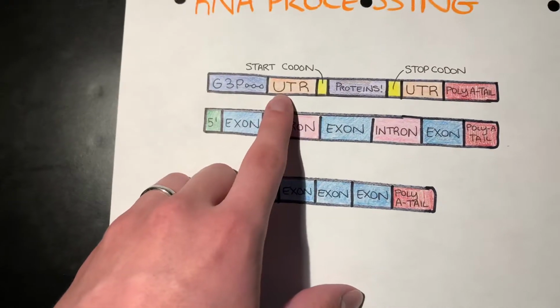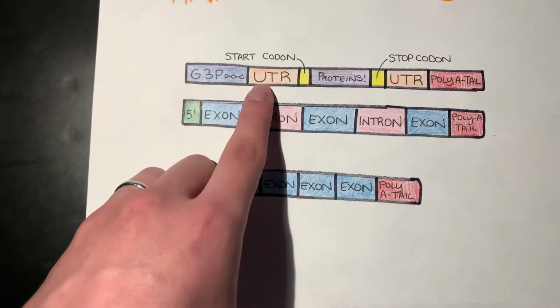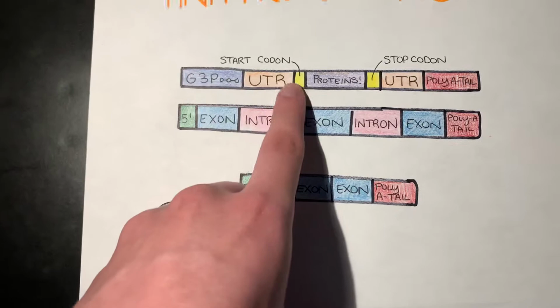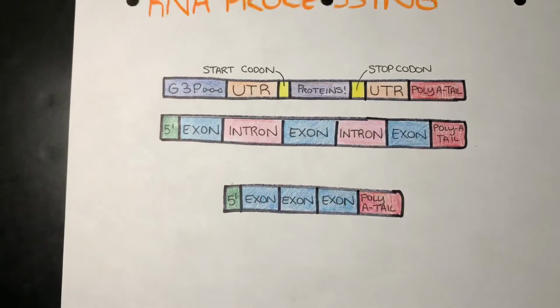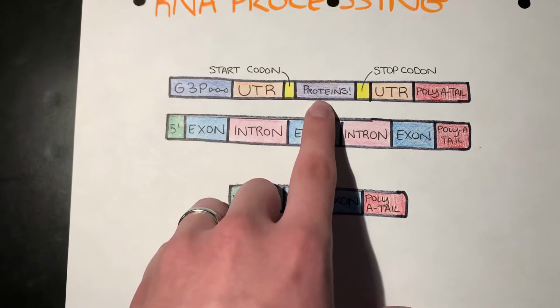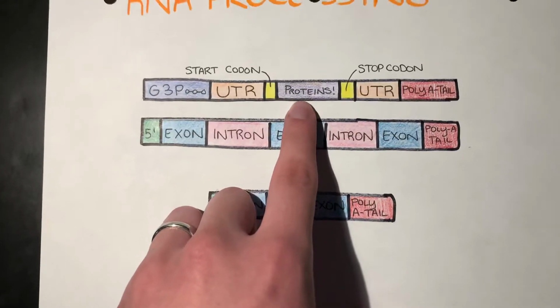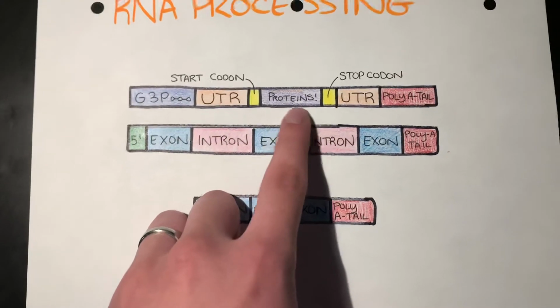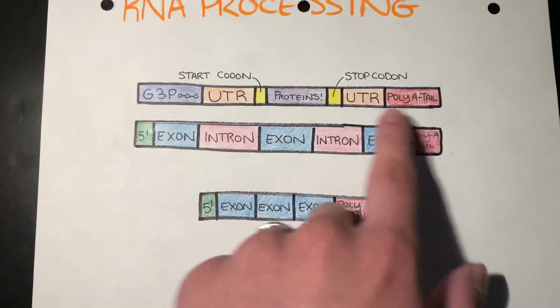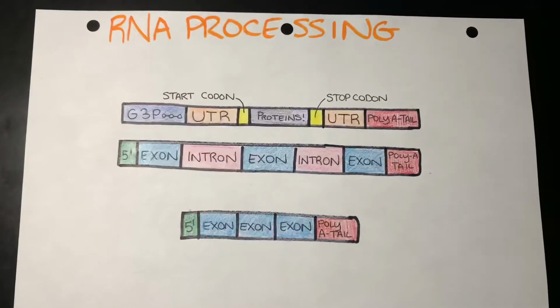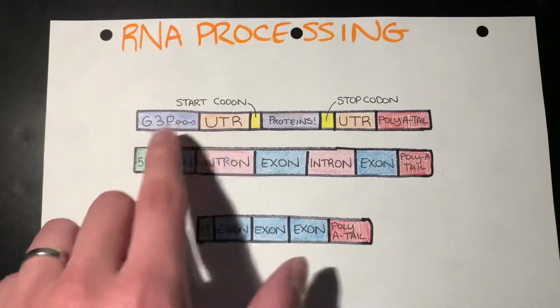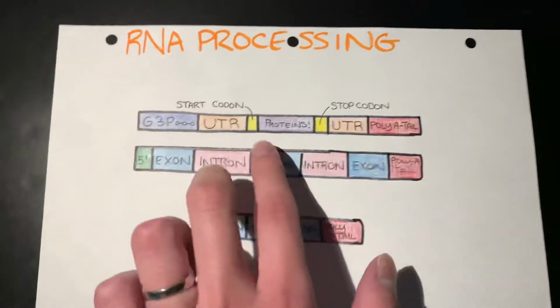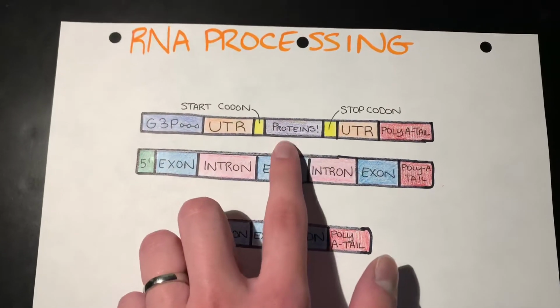The UTR acts as the untranscribed region. We see some start and stop codons. And then in the middle here, we have the important region that includes protein coding segments. This is the most important part of this whole strand up on the top. And all this kind of acts as a buffer to protect the important strand.